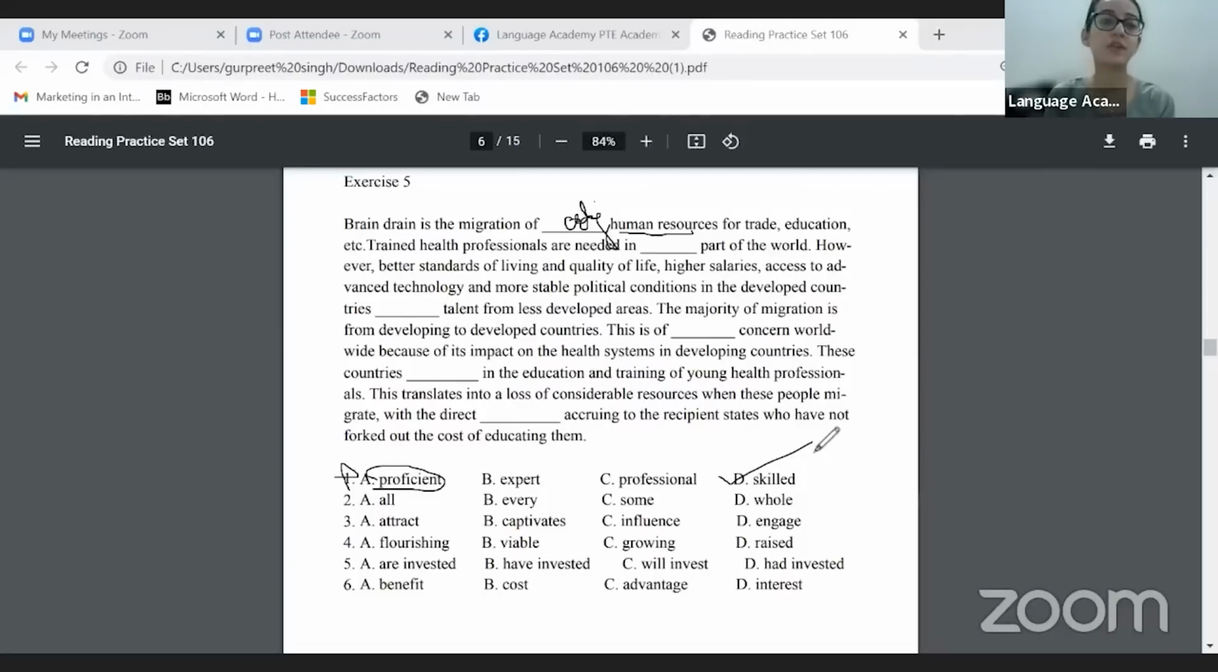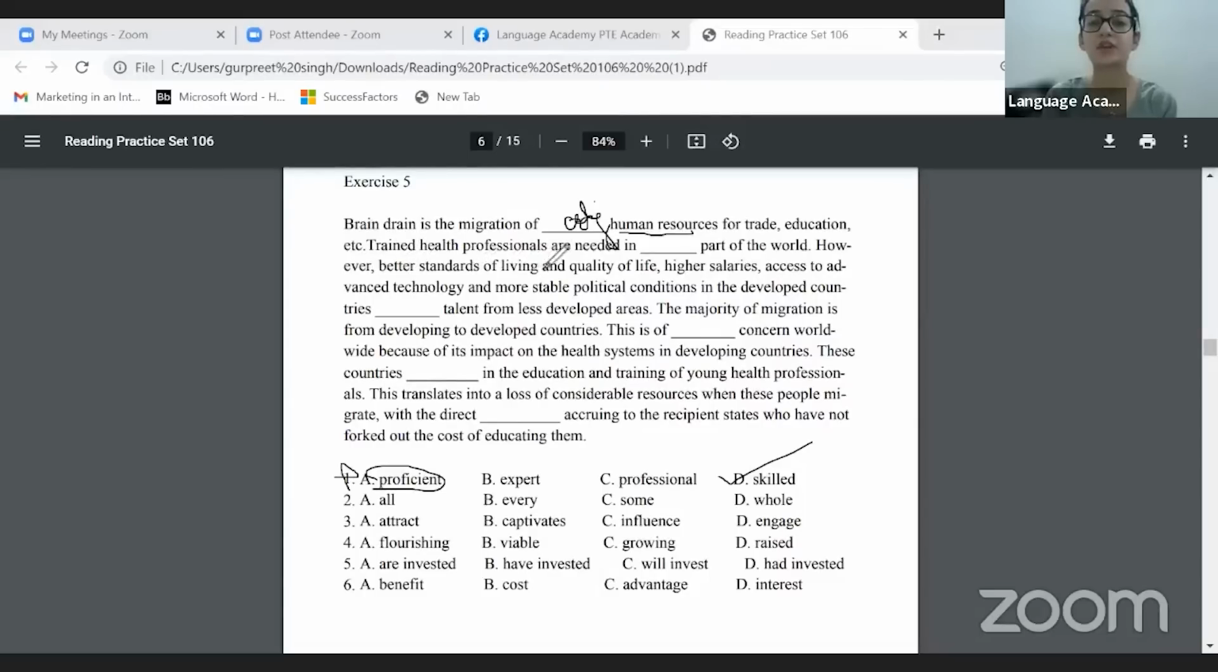Skilled migration means you have studied in some particular field and you will now work in that field. So we are not experts in that field, but yes, we have the skill, some sort of skill. And also professionals only mean the ones who provide services. So skilled will be everybody who has done something in the field of goods or service or anything. So that will be skilled resources for trade, education, etc.